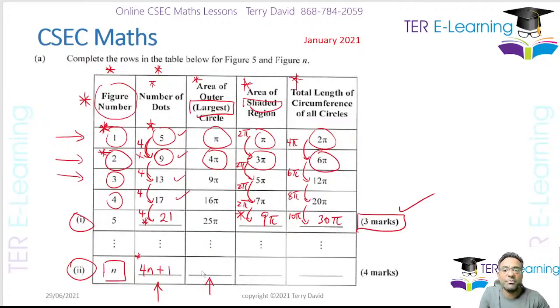What is the relationship between my figure number and the area of the outer largest circle? What am I putting there?